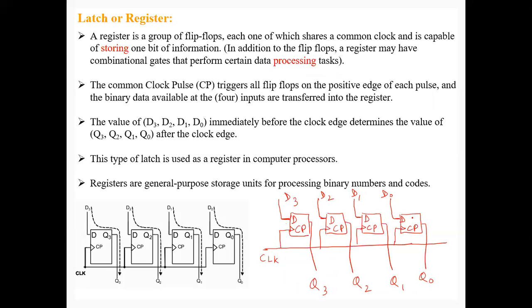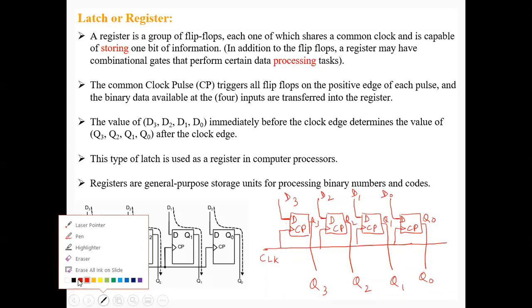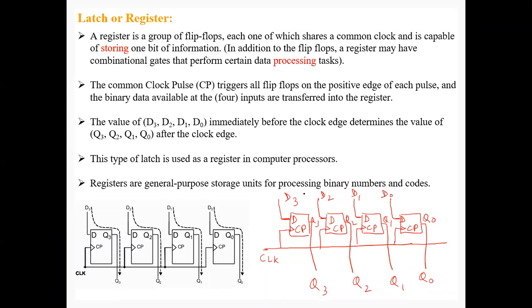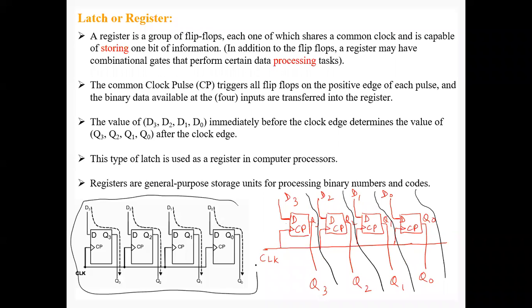So let me call this flip-flop. This is the output Q0. This is your Q1. This is your Q2. This is your Q3. So how many flip-flops do we have? We have 4 flip-flops, right? So 1, 2, 3, 4. Okay. So if I draw nicely, then this looks like this.